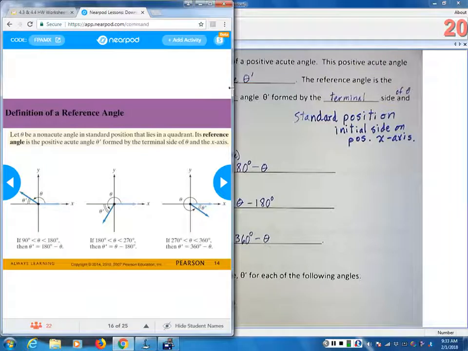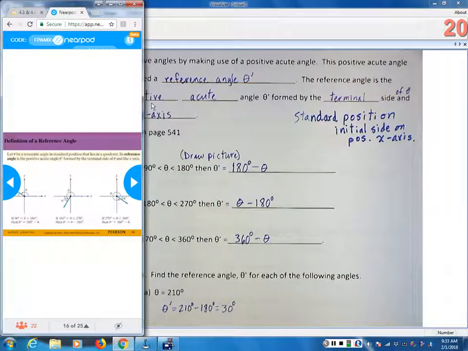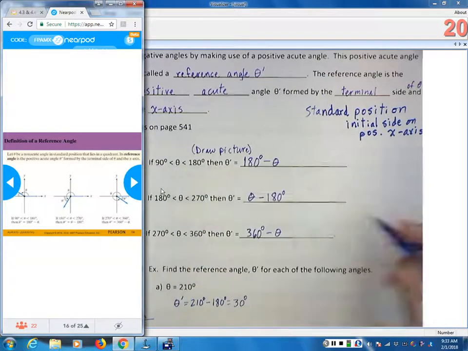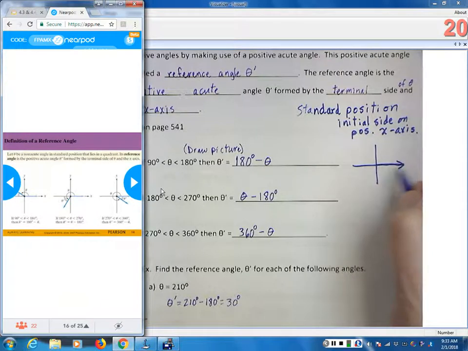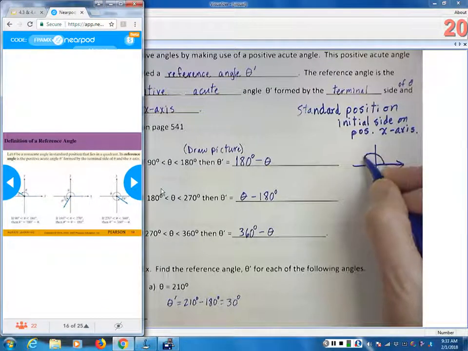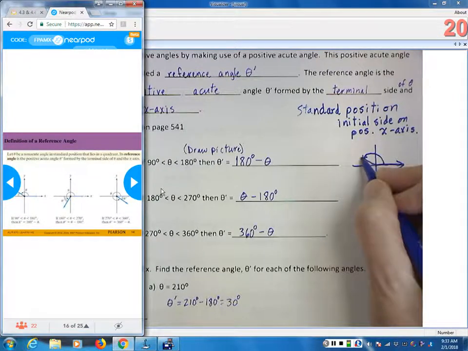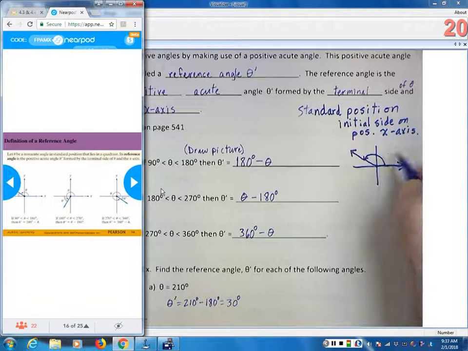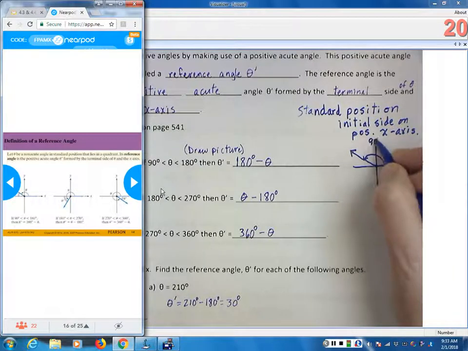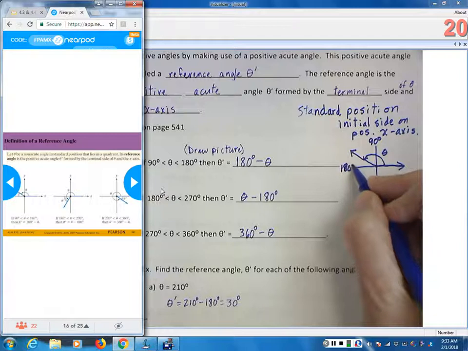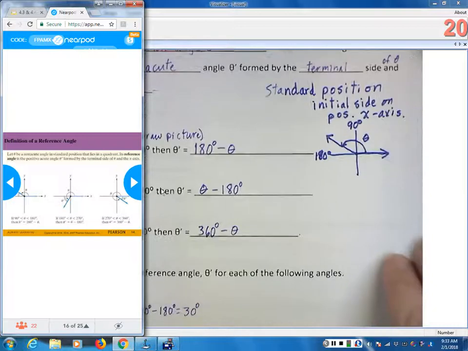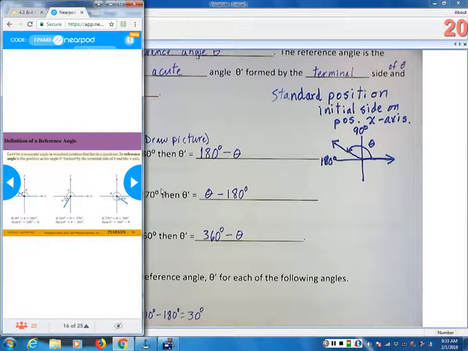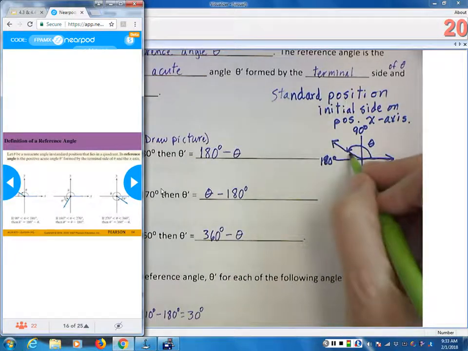There's your pictures, but I'm going to draw these pictures again. Okay, so if theta is between 90 and 180, then we draw a picture. We start at the positive x-axis for theta and say it's over here, the terminal side over here. This is theta when it's between 90 degrees and 180. So this is theta, this is the reference angle, theta prime, right here.